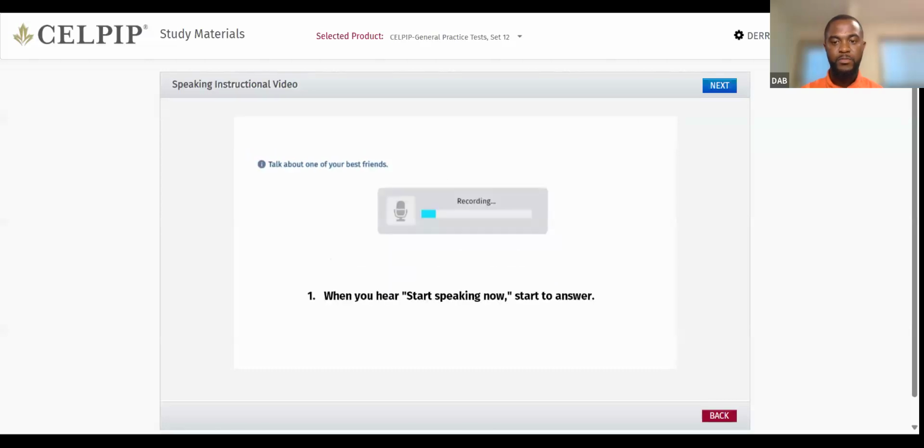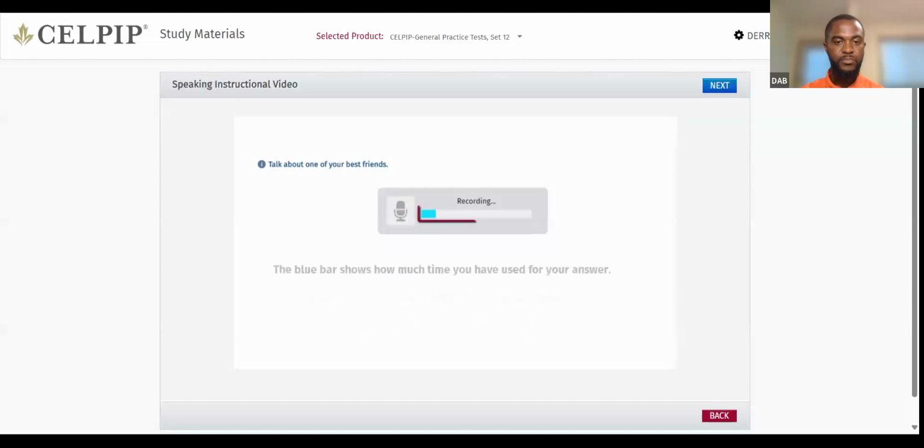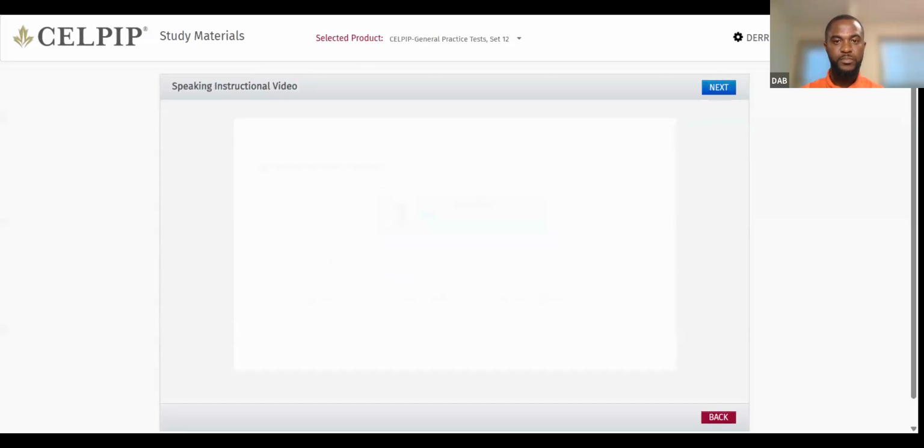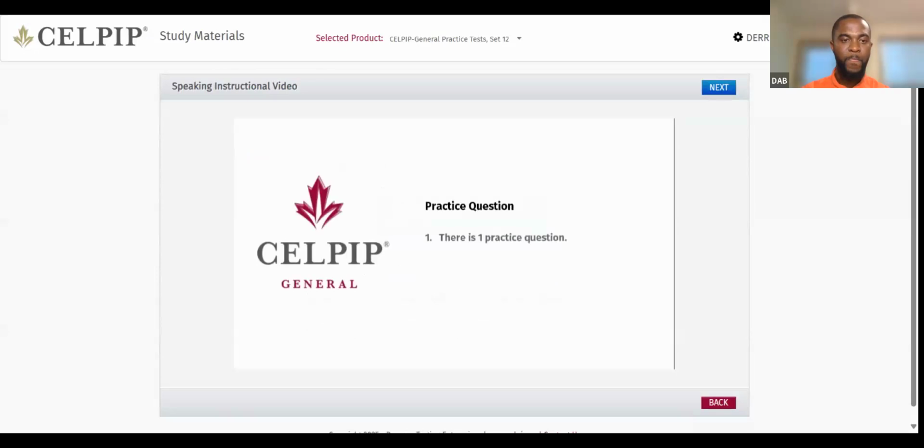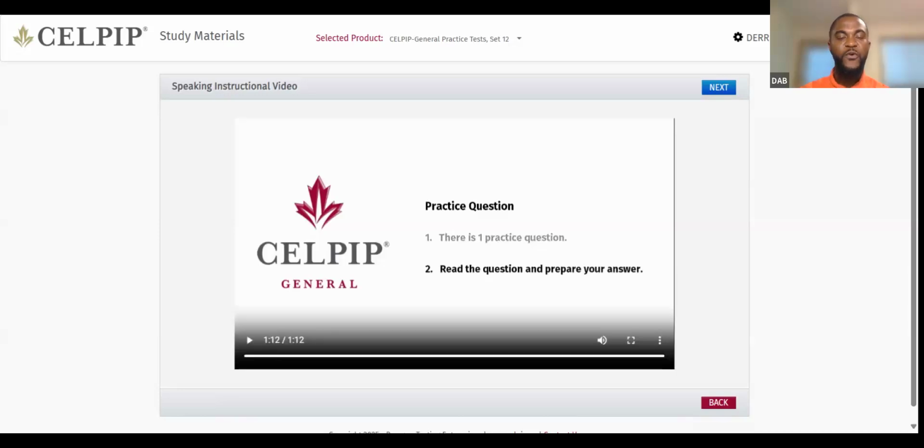Read the question and think about your answer. When you hear "start speaking now," start to answer. When you hear "time is up," stop talking. The blue bar shows how much time you have used for your answer. There's one practice question. Before you start with the speaking, you have one practice question.